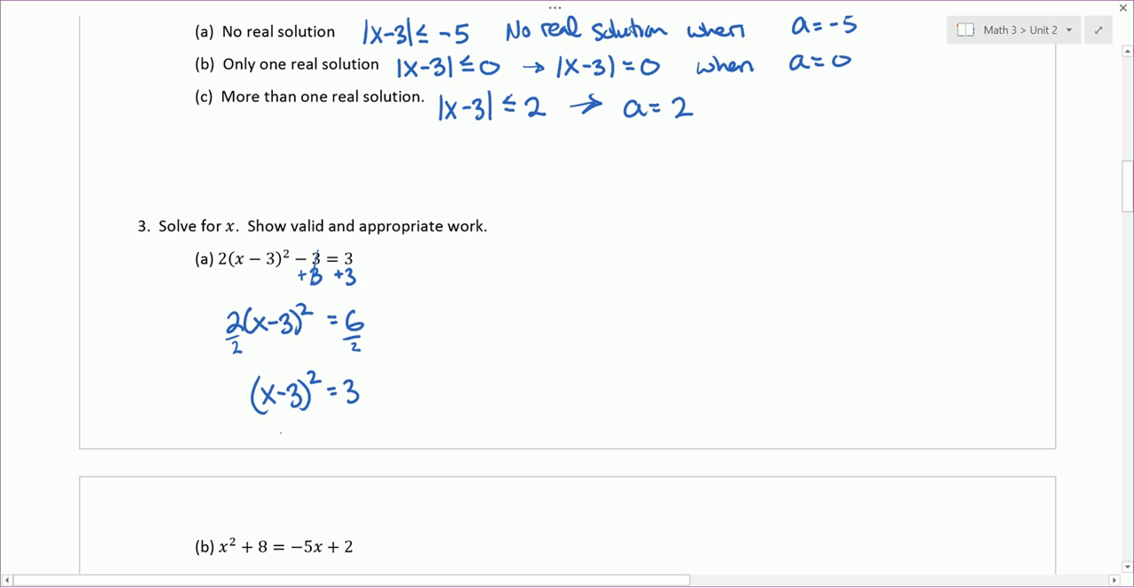Take the square root of both sides. When you do that, we end up with x minus 3 on the left-hand side and the square root of 3 on the right-hand side. But don't forget, when you take the square root, it could be positive or it could be negative square root of 3. Lastly, add 3 to both sides, and we end up with x is positive 3 plus or minus the square root of 3.